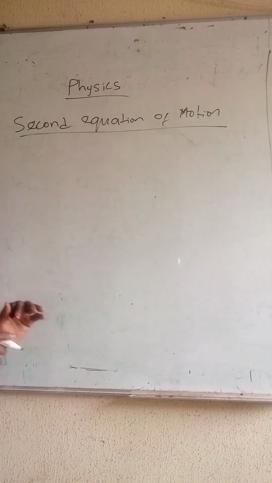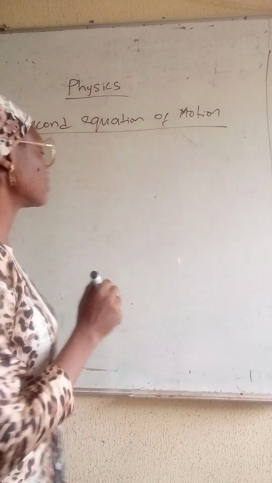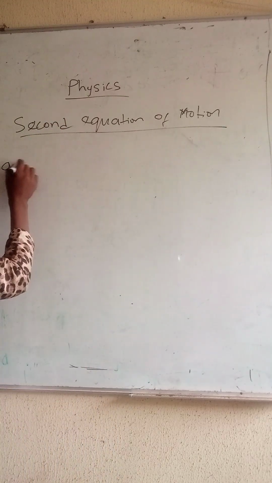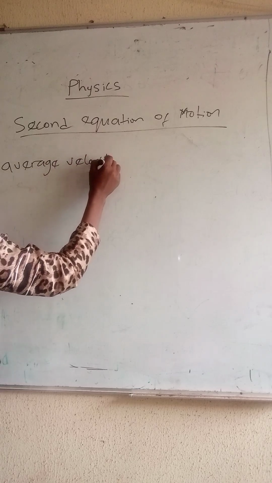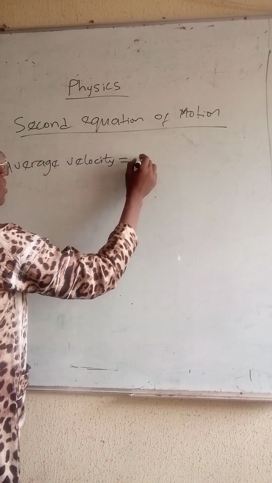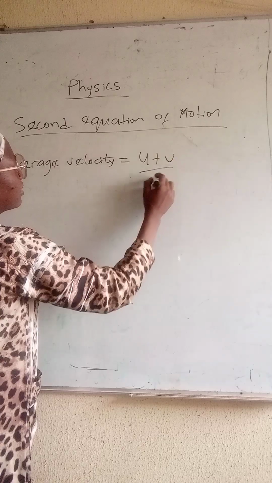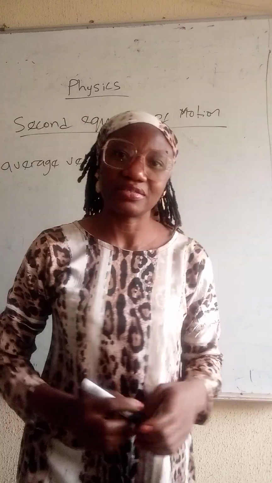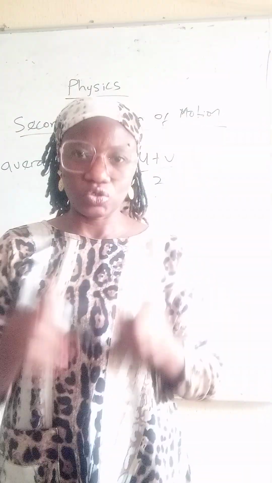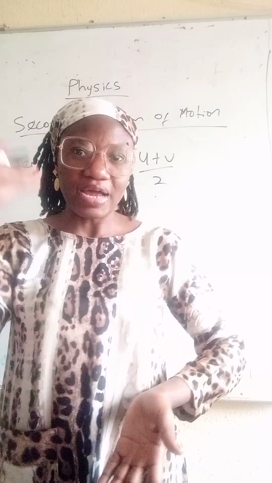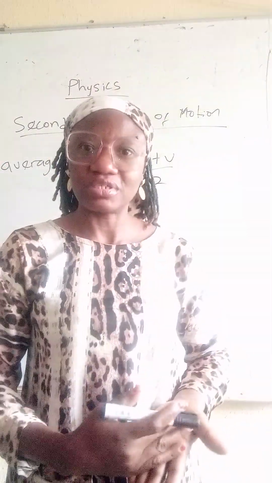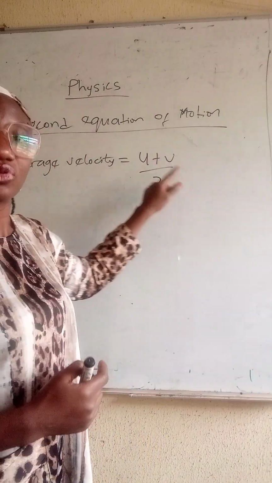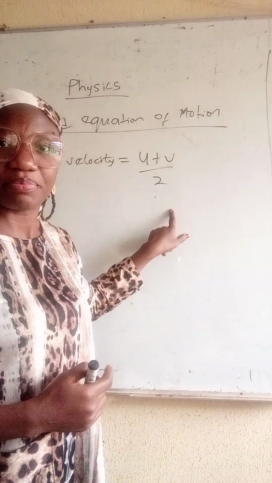Now, the first formula of average velocity is: average velocity is equal to (u plus v) divided by 2. It's just like finding the average of your age and my age. You add the two ages and then divide by 2. So the average velocity is initial velocity plus final velocity, divided by 2.